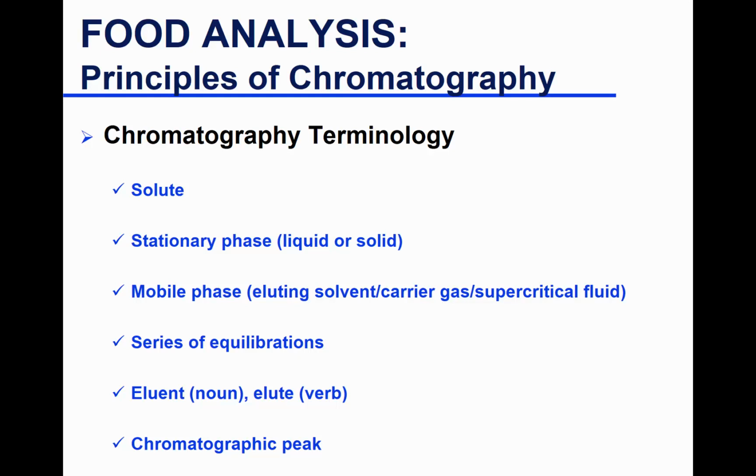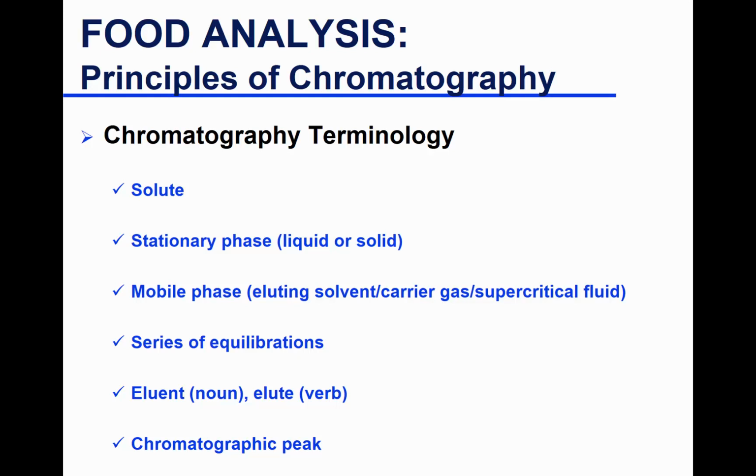So the stationary phase could be liquid or solid. If it's liquid, then the column will be packed with an inert material, that means a material that does not react with your constituents, and it will have a coating of a liquid component. Or your stationary phase could be solid, so it would be particles that you pack in the column, and these particles are made up of a material that will interact with your different components that you're trying to separate.